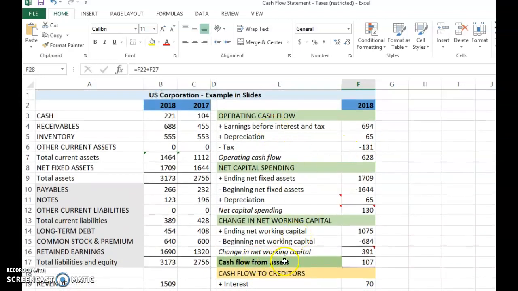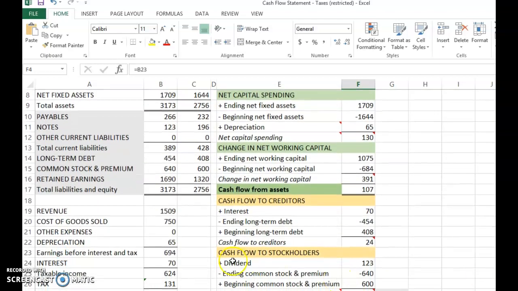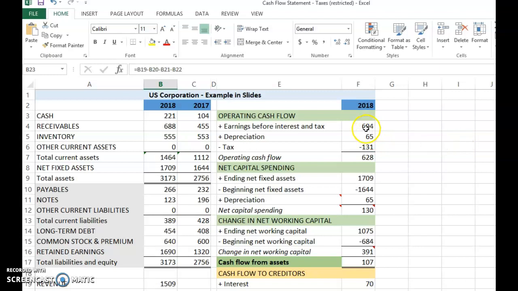In cash flow from assets, we start with the left hand side in the equation. So we start with operating cash flow, or OCF. Remember the formula, it is made up of three components: earnings before interest and tax, plus depreciation, minus tax. Earnings before interest and tax is taken from the income statement. If you go down here, in the income statement, earnings before interest and tax is 694. So you add 694 here.